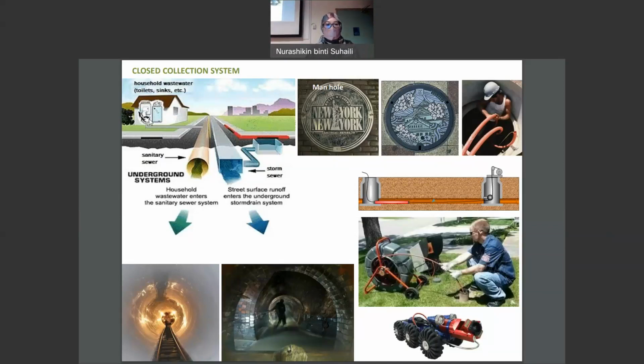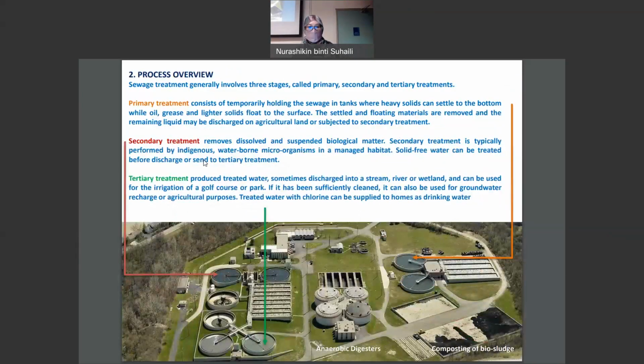This is how it looks like. It is channeled to the sewer under the ground, and that's why it is named a closed system. So this is an overview of the sewage treatment plant.